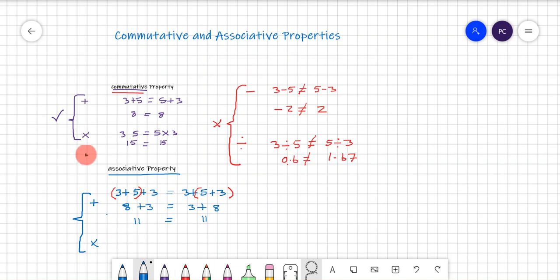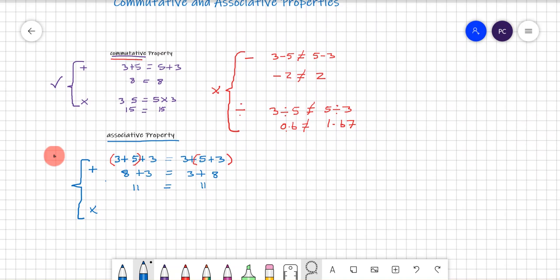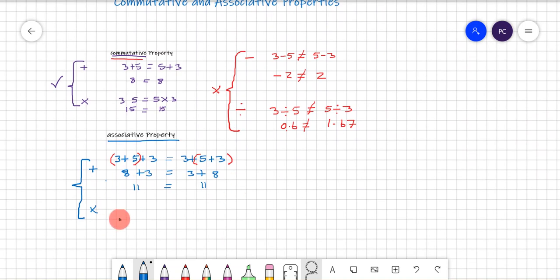So let me just move this up a little bit. If I was to take, for example, 3 multiplied by 5 multiplied by 3 is equal to 3 multiplied by 5 multiplied by 3. And again, if I was to put in my brackets, let's say I was to do this part first, and in this one I was to do this part first, okay, they're still going to be equal to each other. So 3 by 5 is 15 multiplied by 3 is equal to 3 multiplied by 15.